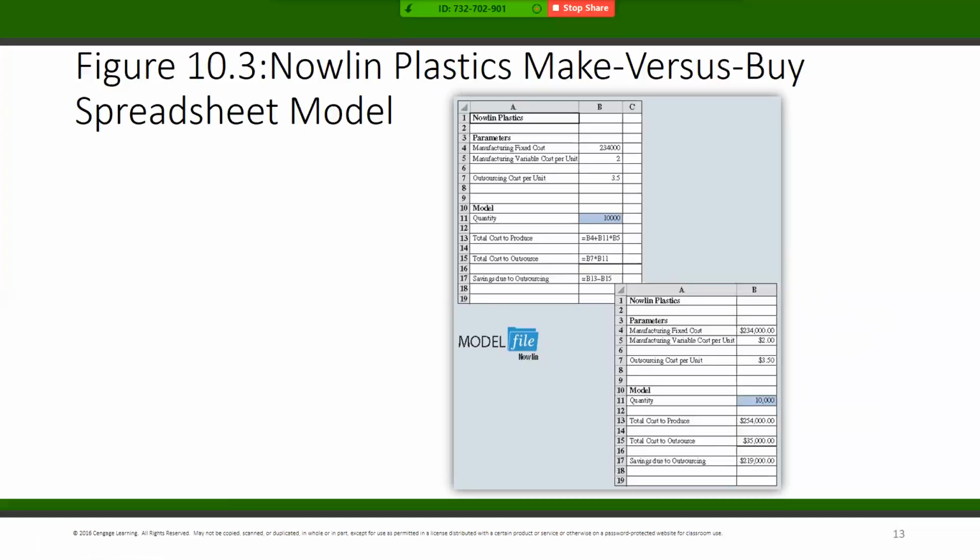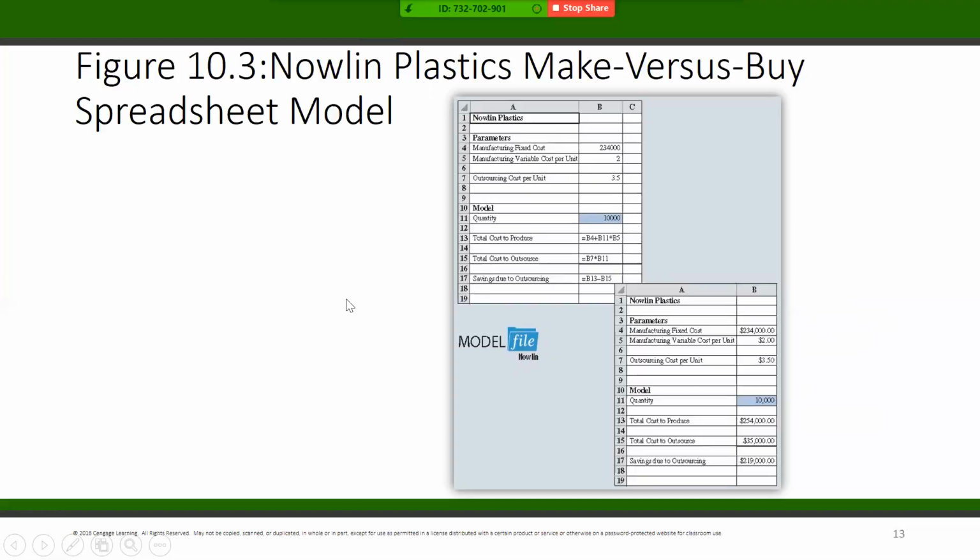Another thing we're going to do is always reserve column A for labels, so we don't want to put any numbers in column A. We're going to try to make these spreadsheet models as clean as possible so we don't have a really messy one to read. Since this is Nolan Plastics, that's the title. Then we have the parameters, and then the model items here.